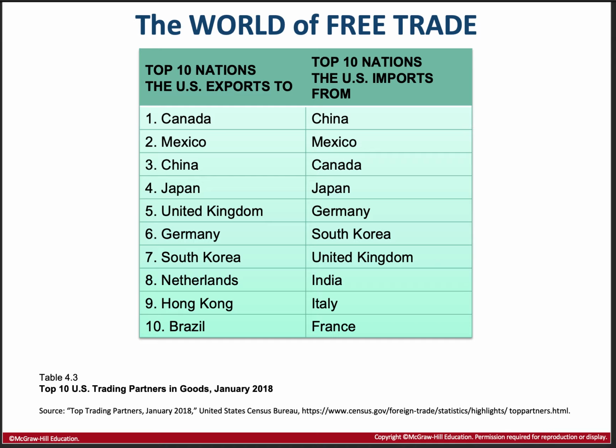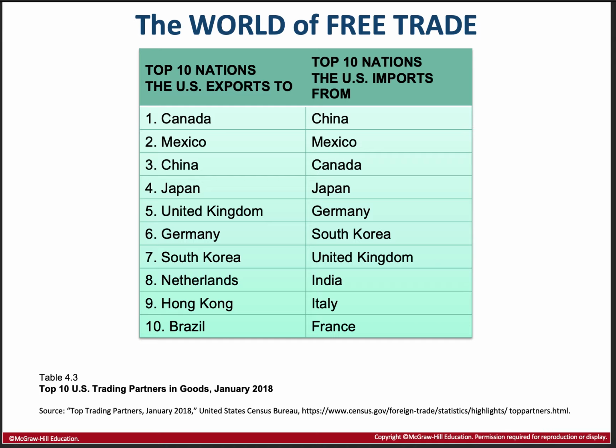Goodness. As of 2016, it's table 4.3, and that was the census according to the U.S. Census Bureau. So looking at the list, we export mostly to Canada and Mexico, which we shouldn't be surprised because those are our bordering countries.